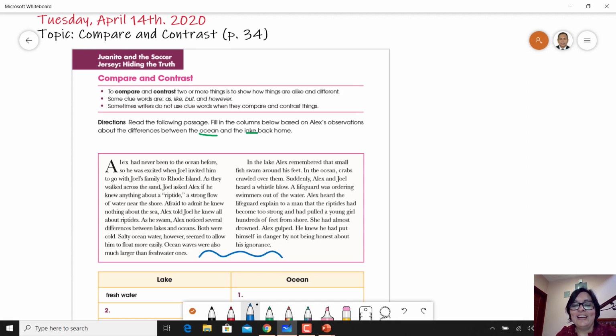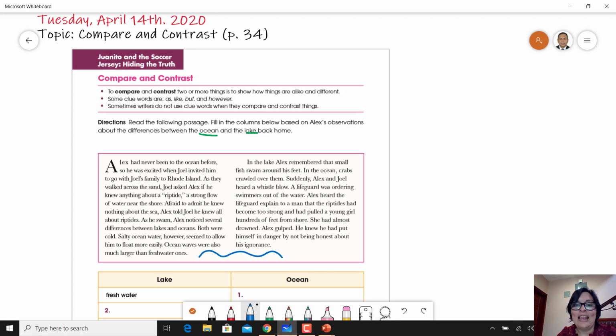In the lake, Alex remembered that small fish swam around his feet. In the ocean, crabs crawled over them. Suddenly, Alex and Joel heard a whistle blow. A lifeguard was ordering swimmers out of the water.